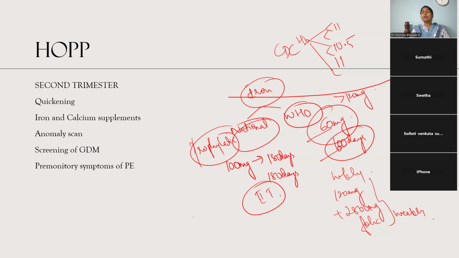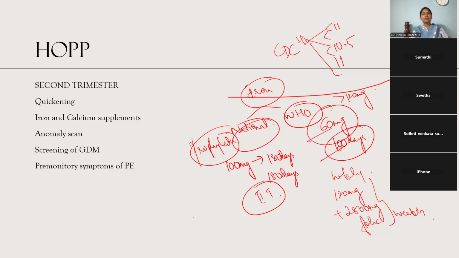And we have to also check the compliance, whether she's taking iron or not. So we have to check the used sheets. We have to ask the color of her stools, and we have to ask whether she has any constipation. All these are certain symptoms which tell that the patient is compliant to iron therapy.